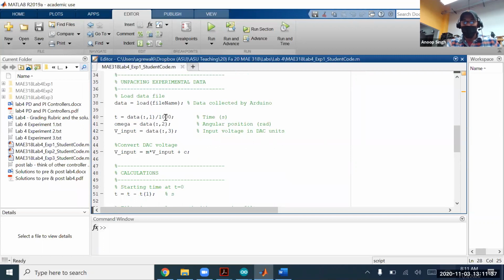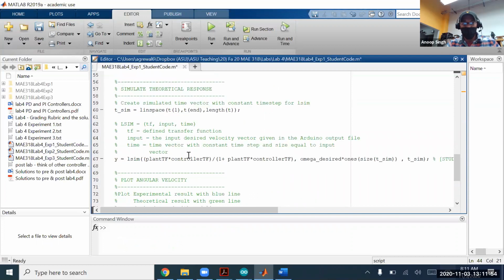We upload the data. First column divided by 1000 is going to give you time in seconds. Second column was the angular, not position, but angular velocity. And then the next was the DSC value, which we can convert into the voltage if needed. Okay, so then we smooth the speed, and then we simulate using the LSIM command. We do a step response of the closed loop system: plant times controller transfer function divided by 1 plus plant times controller. So the input to this system is the desired speed.